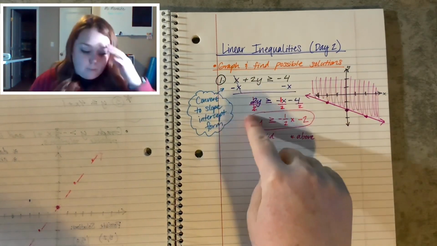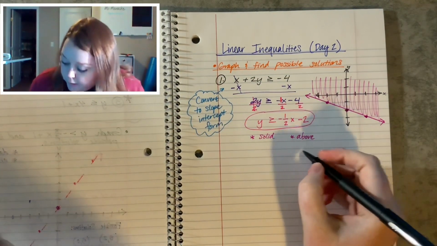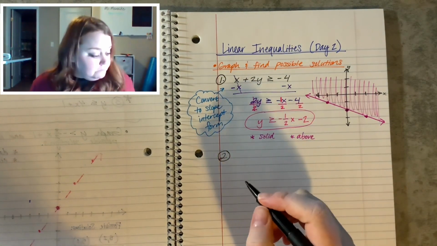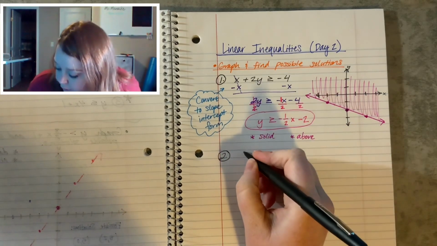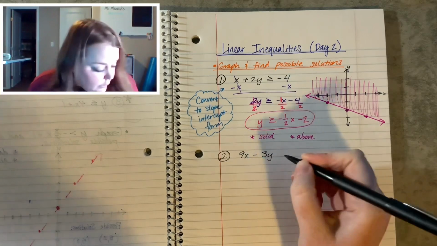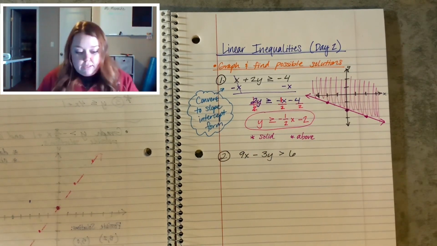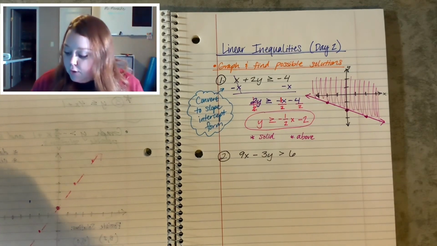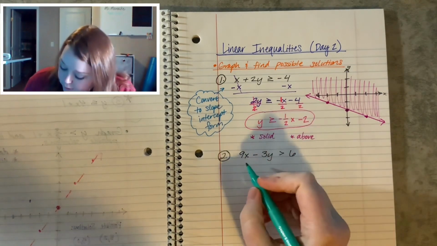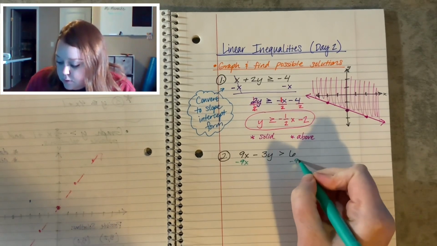So that's something we're practicing today, is if you're given an inequality that's not already in slope-intercept form, just reminding you how to convert it and all that. Okay. So number 2, here you go: 9x minus 3y is greater than 6. Okay, so I'm going to convert this to slope-intercept form. Here we go. Get rid of the 9x. So I subtract 9x on both sides.